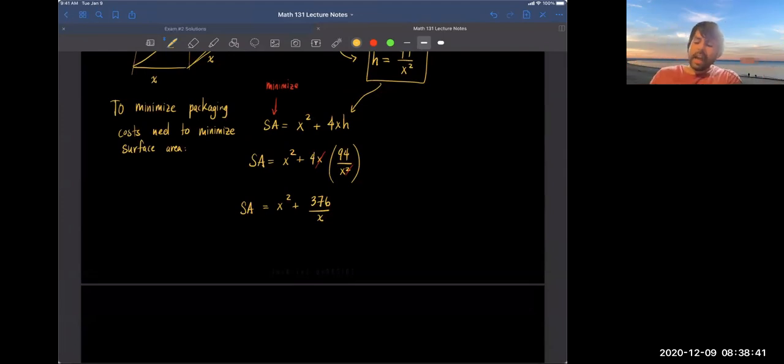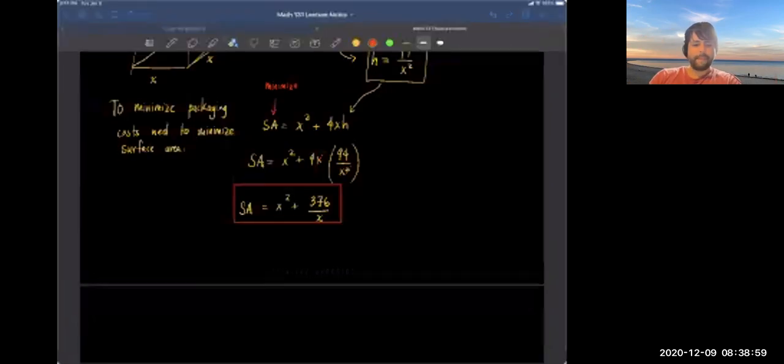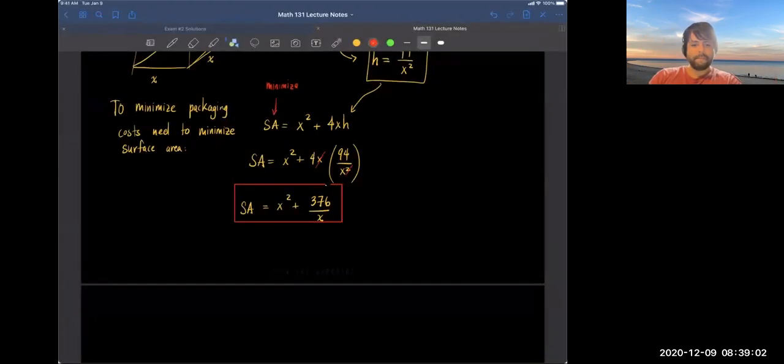So now I have my function that I want to minimize in terms of x. So I did it. Once I have this, what's the next step? Again, this is the hardest part to get to. Once I get this, I should be able to be systematic about it. So once I have my function, what's the next step?